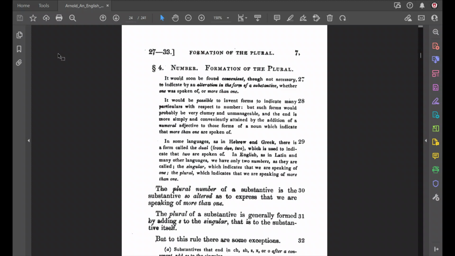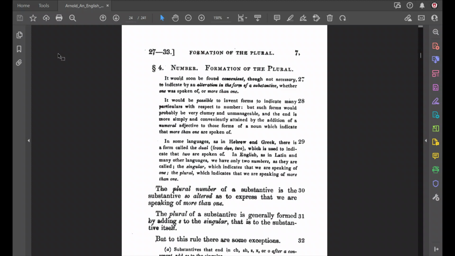It would be possible to invent forms to indicate many particulars with respect to number, but such forms would probably be very clumsy and unmanageable. So if we had a different form for one dog, two dogs, three dogs, and every number had a different form for the noun, that'd be ridiculous, right? We don't need to express every different number with a different form. It would be possible, we could do it, but it would be clumsy and unmanageable, the textbook says. The end is more simply and more conveniently attained by the addition of a numeral adjective.